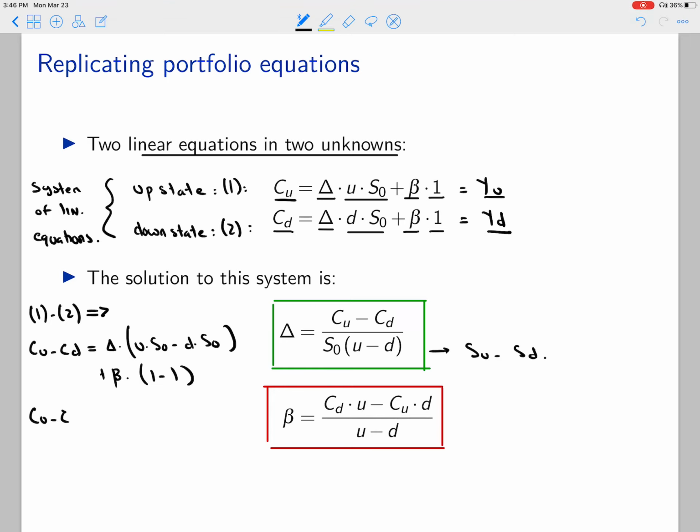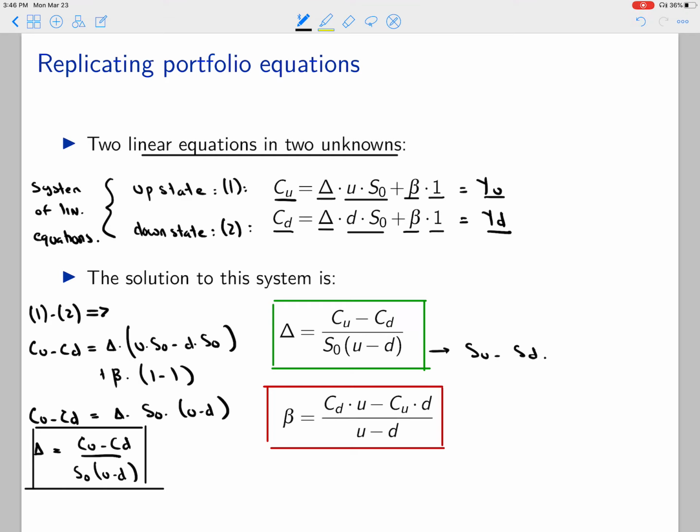This is going to be C sub u minus C sub d equals delta, the like term is S0 times u minus d. The beta terms, the 1 minus 1, will cancel each other. Solve this one linear equation in one unknown, and you get delta equals C sub u minus C sub d over S sub 0 times u minus d. Okay, this is exactly what I have written down in the slide. Then once you have delta, you've solved for one of the unknowns. You just plug it into either equation 1 or 2 to figure out what beta needs to be.